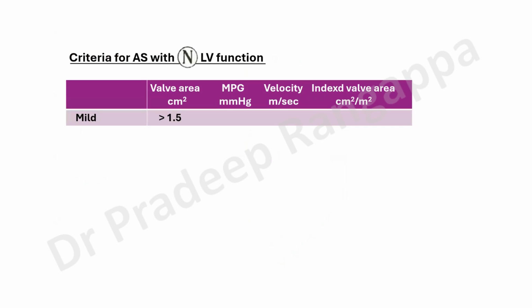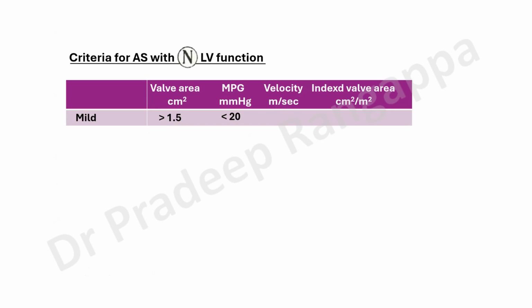There are 4 variables that we look into to determine the severity of aortic stenosis. Like in any other situation, there is mild, moderate, severe, and critical. So mild aortic stenosis is where your valve area is more than 1.5 centimeters squared. Mean pressure gradient is less than 20. It should be less than 20.